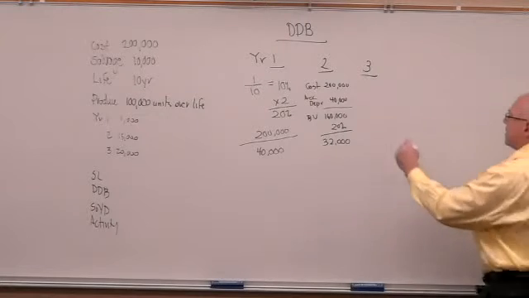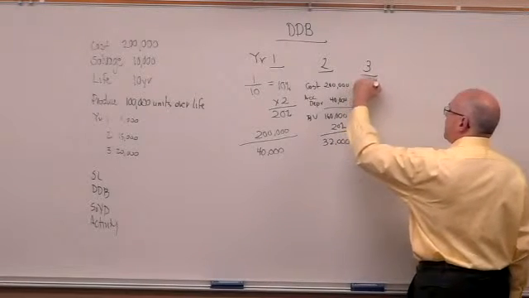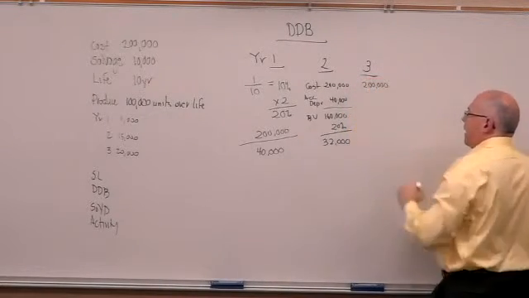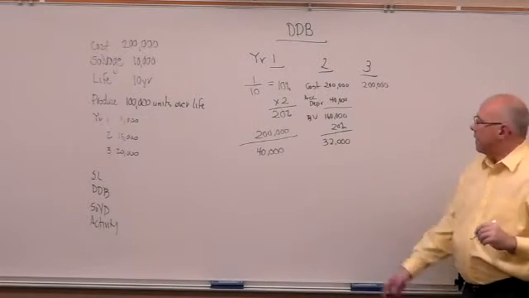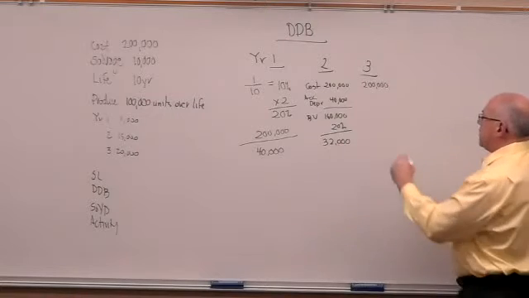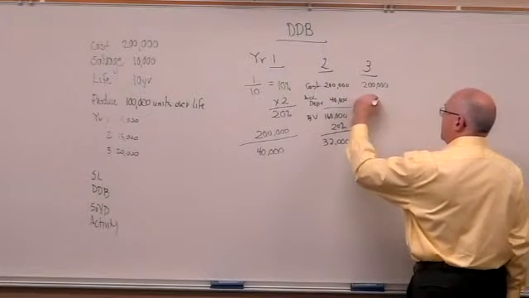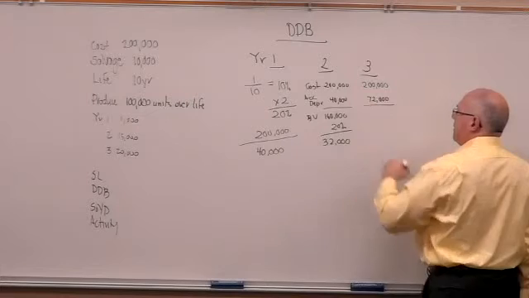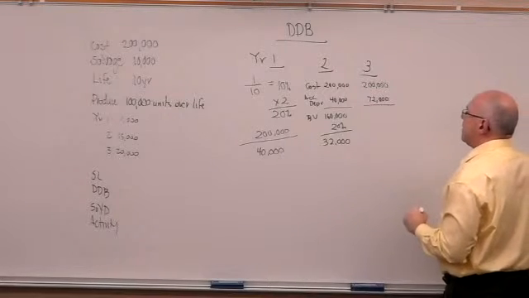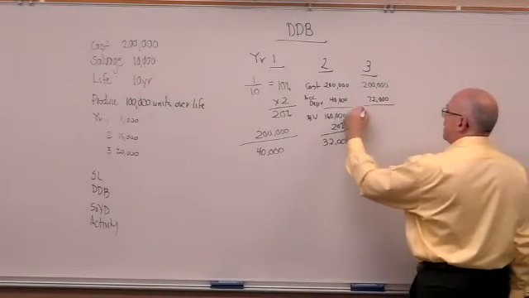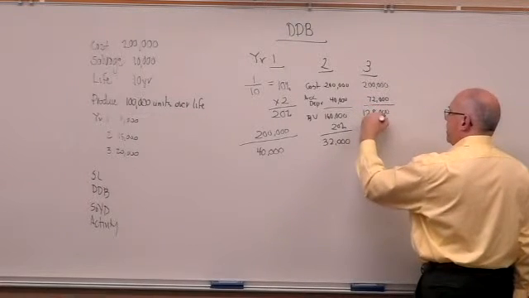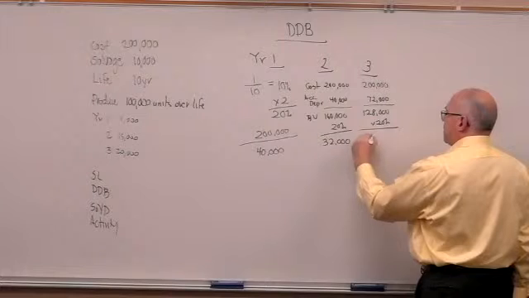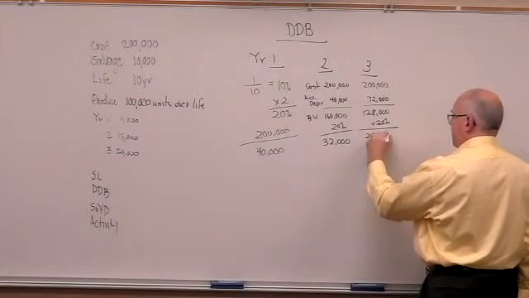Well, the cost is the same. How much is the accumulated depreciation? 72. The 40 plus the 32 is 72. So how much is the book value? 128. 128 times 20% is 25.6.